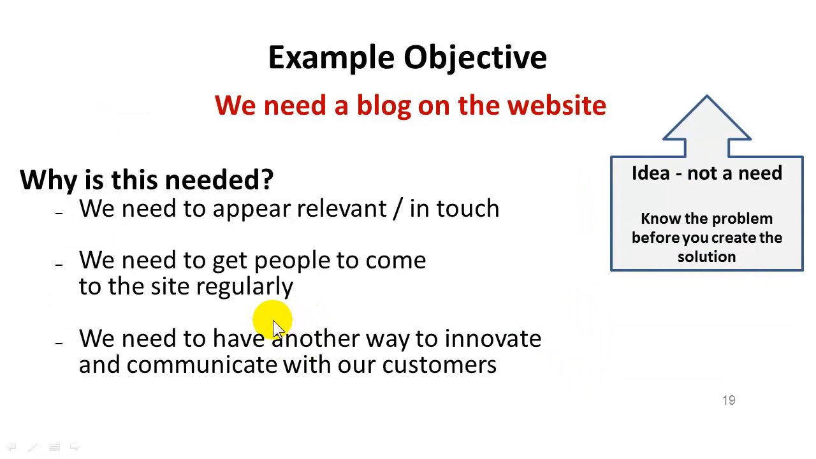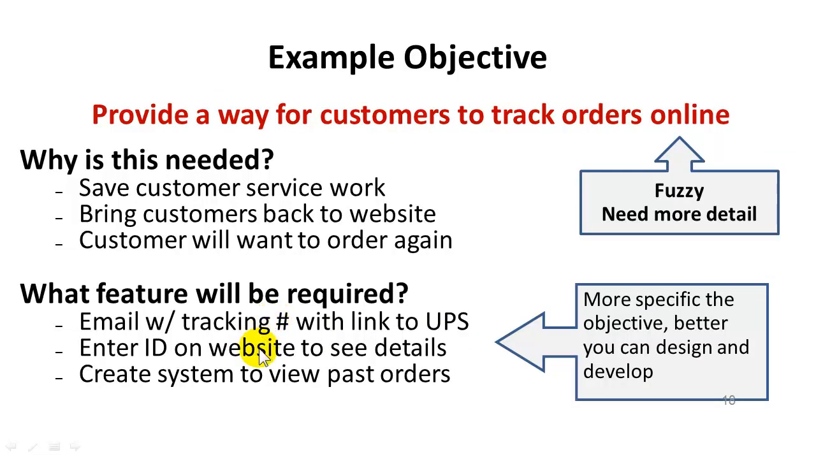Another way might be to go onto the website, enter some kind of ID, and see details. We also might want to create a system to view past orders. So you're looking at a general objective, and now we're looking at ways of narrowing it down into specifics, because the more specific we can get, the more we know about what our job is going to be.